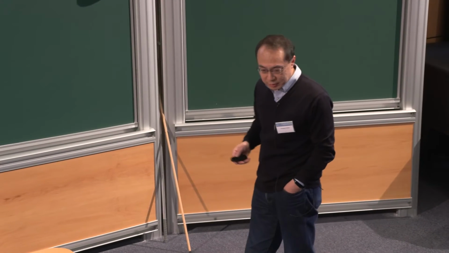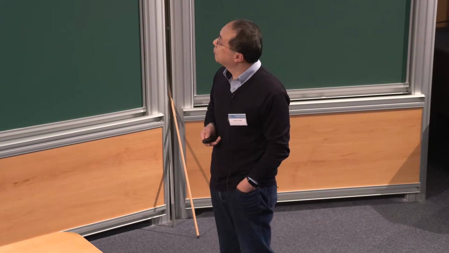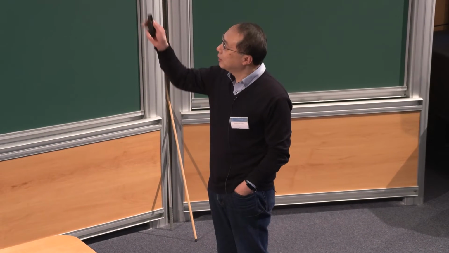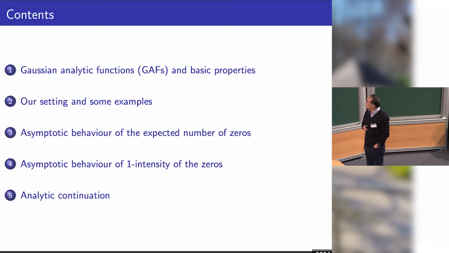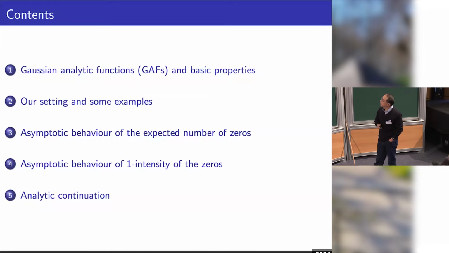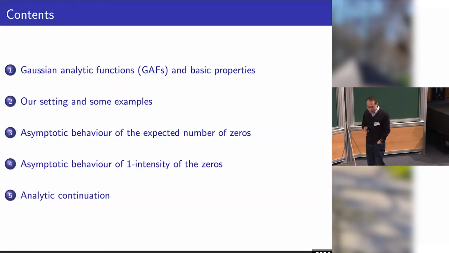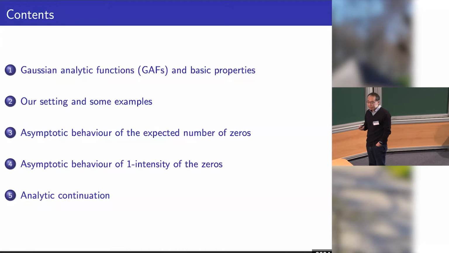First, I would like to explain the basic properties of Gaussian analytic functions. The main target is the zeros of Gaussian analytic functions, but maybe someone does not know about this, so let me explain some basic properties. After that, I will explain our setting and the results. And 3, 4, 5 is the main topic of this talk.